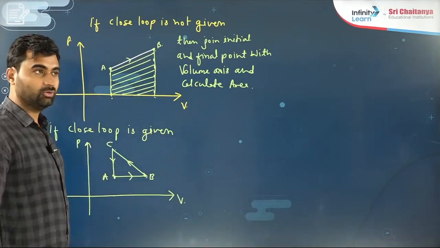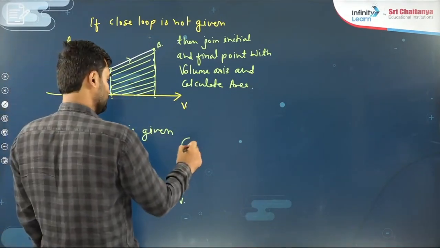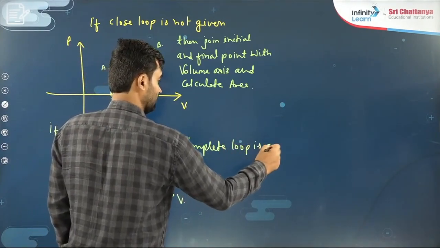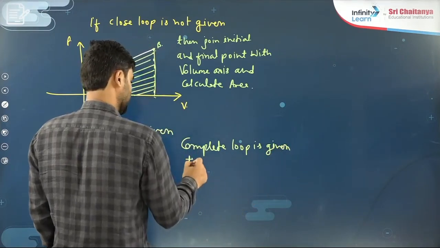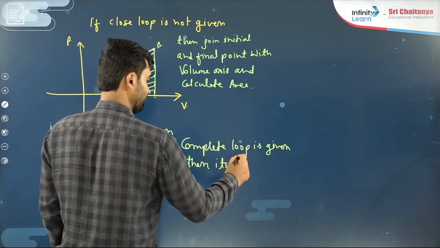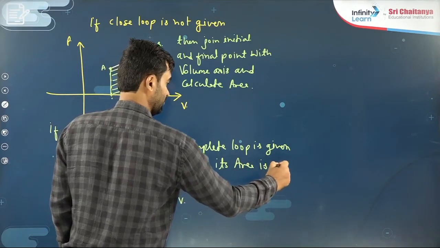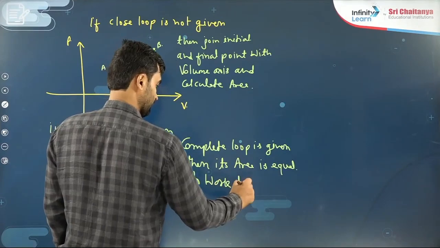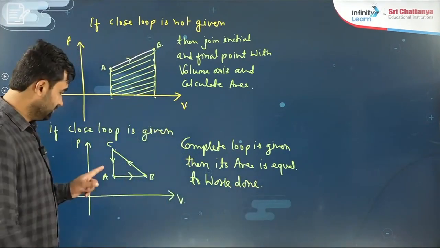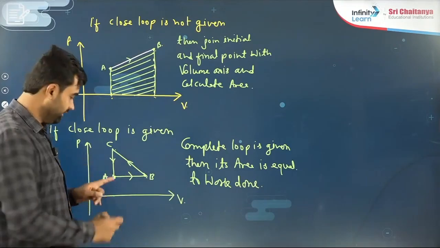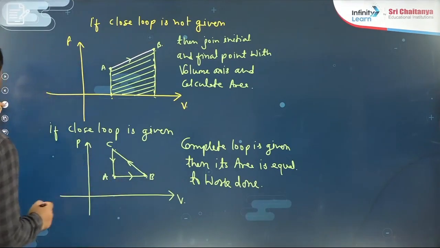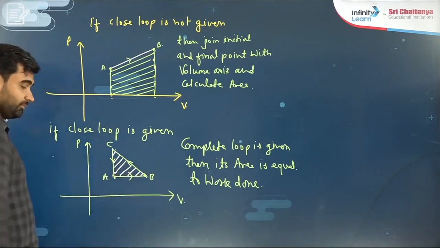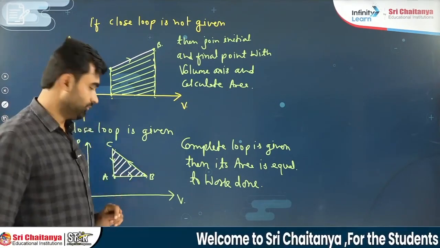Here the complete loop is given, then its area is equal to work done. Is it clear? So here directly we have to calculate its area. This area we have to find out. Now, here understand two types of questions.